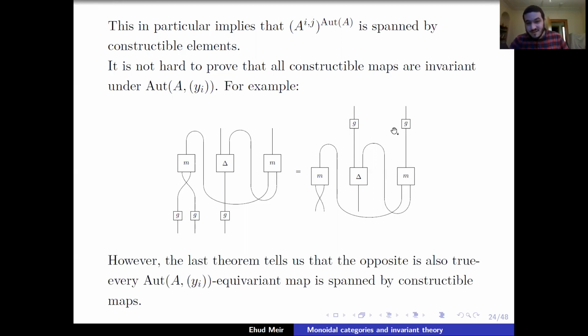But the upshot of this is that the opposite is also true. Everything that is equivariant under the action of this group is actually spanned by constructible maps. So we can reach all of these at once.